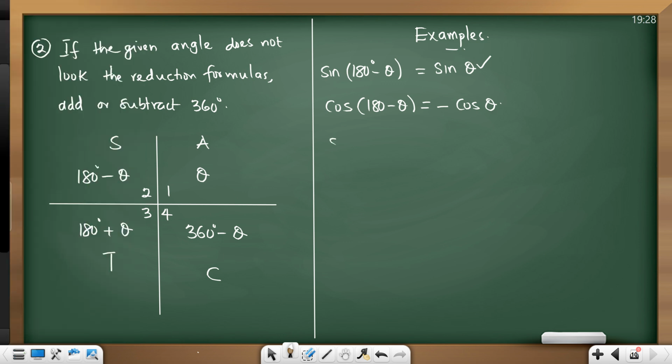Let's try something. Sine of negative theta. My dear learners, please check. We now have a problem. I want you to please respond to this question I'm going to ask you. Does this look like anything in the quadrant?